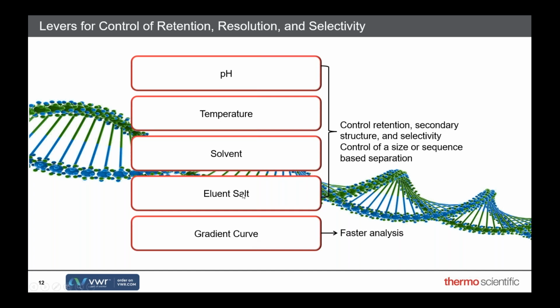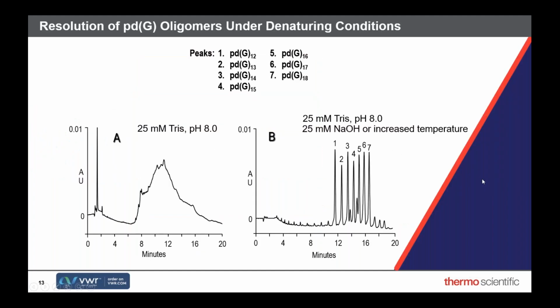What I'd like to spend more time on is how you can change the selectivity on these columns. One of the key motivators on this is the eluent salt. You can really change the eluent salt and change the selectivity. And we can see what solvent, temperature, and pH is actually going to do as well.